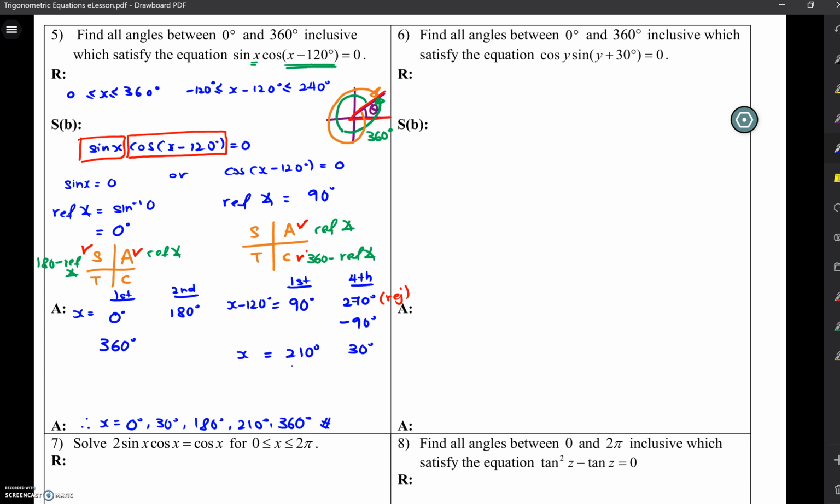Okay, is this difficult? Now try on your own to do question 6. And I'll go through the answers later.